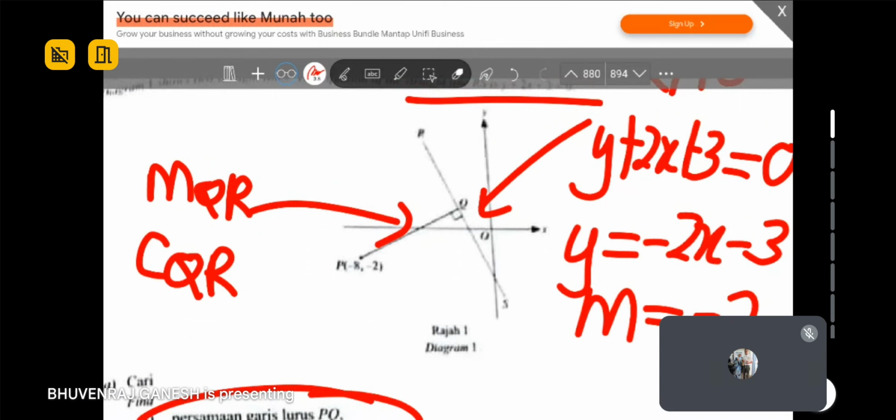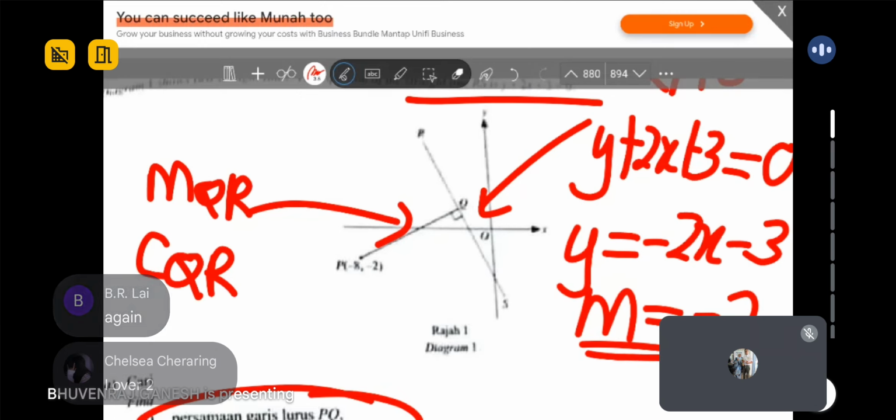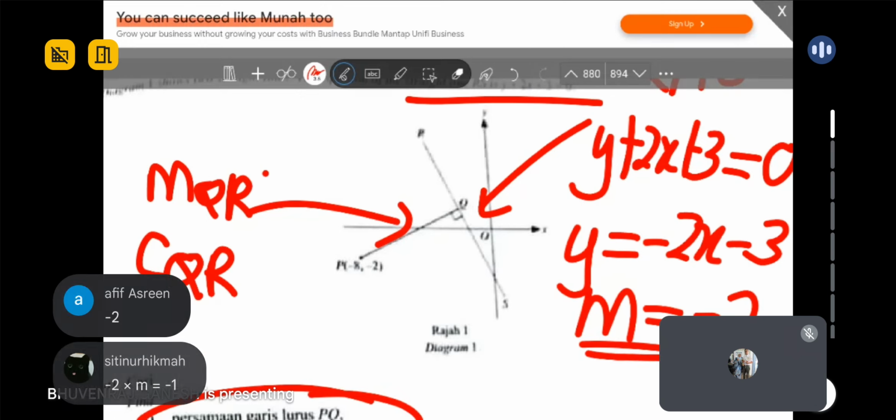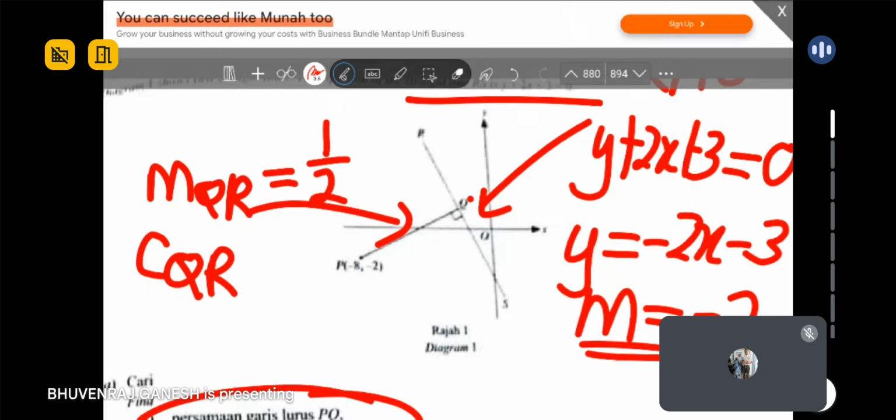Anyone? Senang saja. Very simple. So you see this one you get negative 2, right? Kamu ada negative 2, yes. Okay, means the gradient is 1 over 2. Okay, correct. You all use the perpendicular theory. Okay, guna rumus M1 times M2 equal to negative 1. Because you see the 90 degree symbol. Okay, kamu nampak dah 90 darjah. Alright? Okay, now. Pintasan Y.